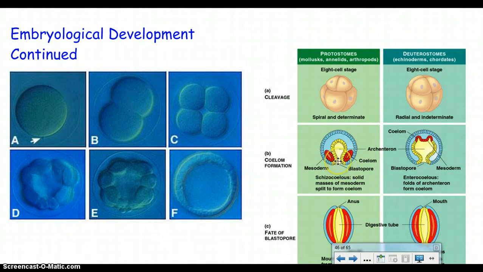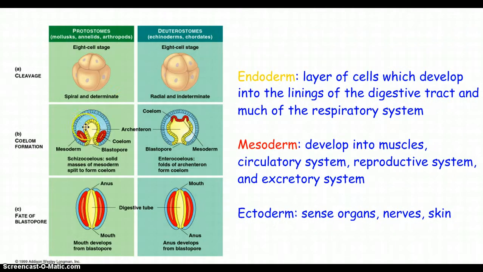If that blastopore becomes the mouth of the organism, then you are a protostome. If that little hole there becomes the anus and then your mouth develops second, then you're a deuterostome. So protostome means mouth first and deuterostome means second mouth. So depending on what develops first for your digestive tract, whether it's your mouth or your anus first, you're either a protostome or deuterostome. We are deuterostomes, so these are the higher order animals, and these are the more primitive animals, they're protostomes.